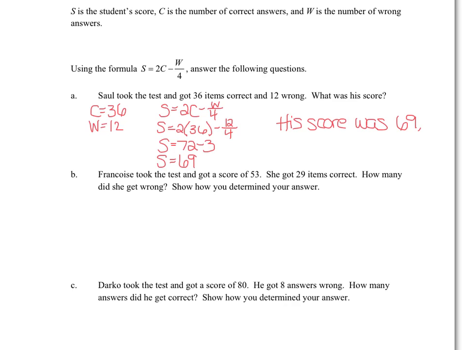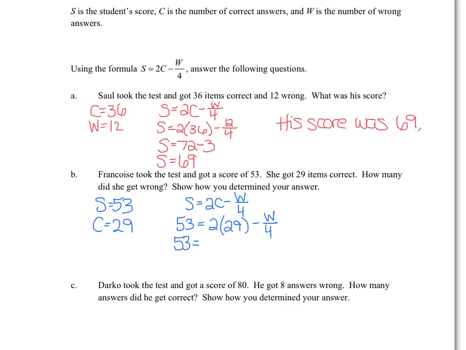Francois took the test and got a score of 53. So Francois' score was 53. She got 29 items correct, so C equals 29. How many did she get wrong? So S equals 2C minus W over 4. Well, we know S is going to be 53, and we know 2 times C is going to be 2 times 29, and we're going to have minus W over 4. Well, 53 is going to equal 2 times 29, which is 58, minus W over 4.